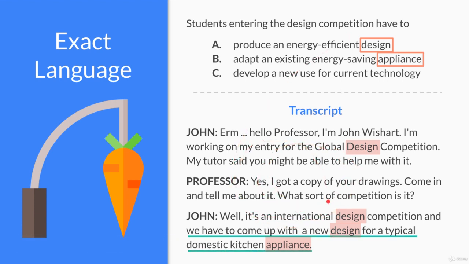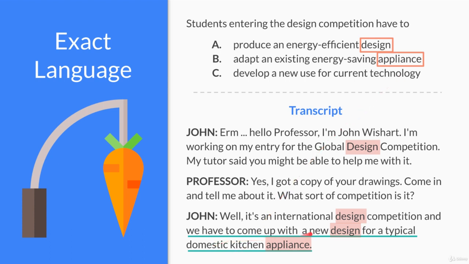So right here, it says, we have to come up with a new design for a typical domestic kitchen appliance. That is the same as developing a new use for current technology. So here, the correct answer is once again disguised in synonym language. They don't say here exactly that they need to develop a new use for current technology. They don't say that. They use synonym language.